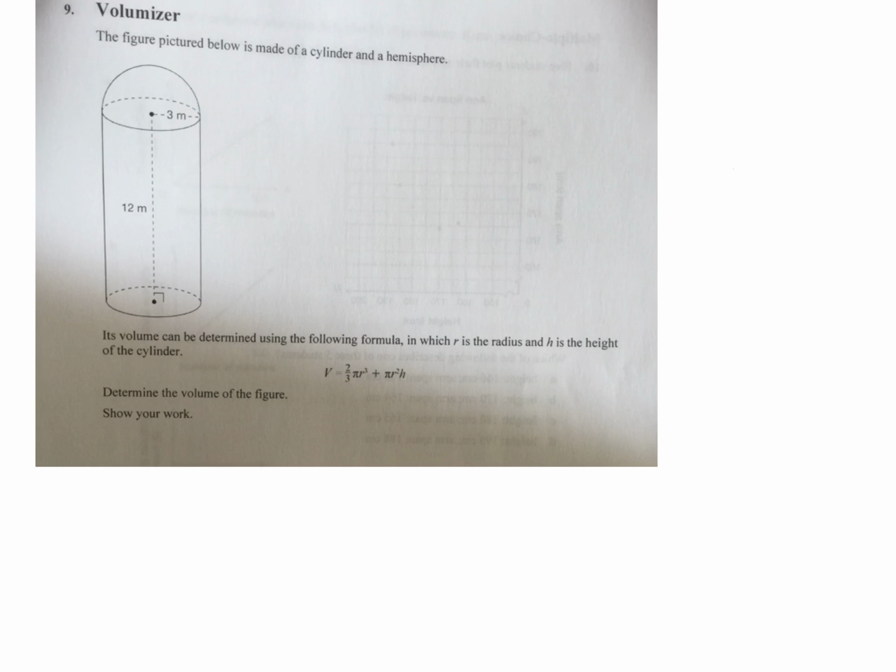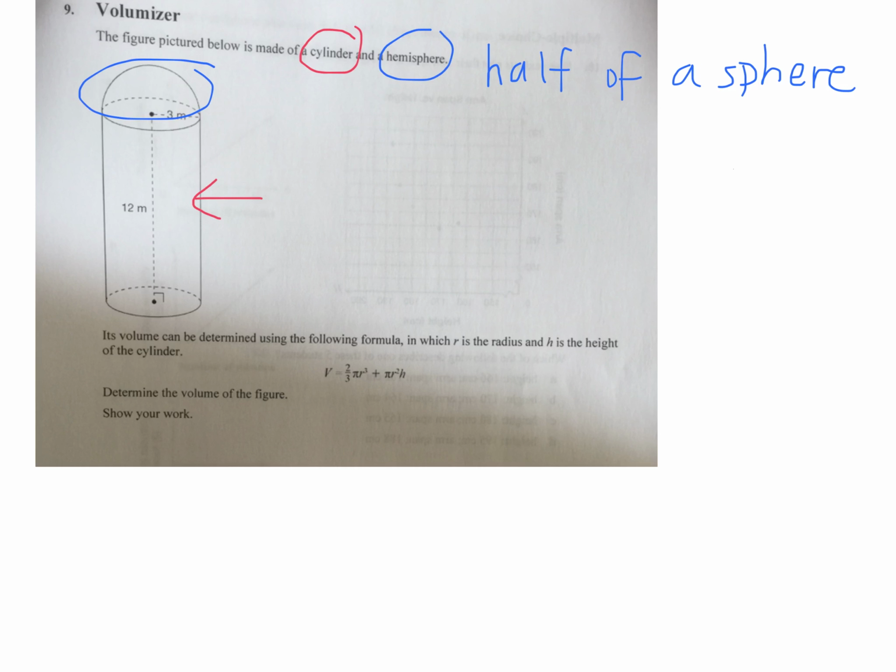Okay, so we know it's made up of a cylinder, which is this part, and a hemisphere, which we just discussed, is half of a sphere. So we would take the volume of a sphere, and we would take the answer and divide it by 2, right, to find half of something.